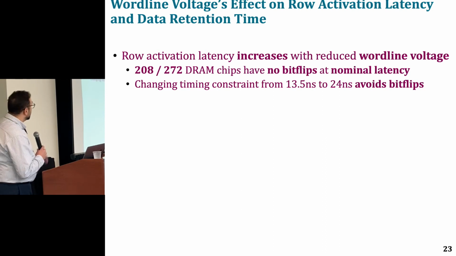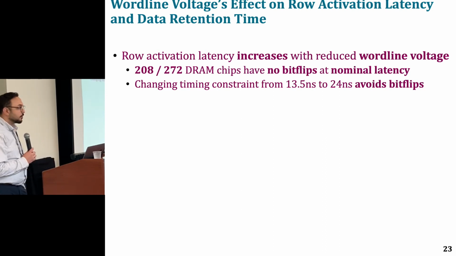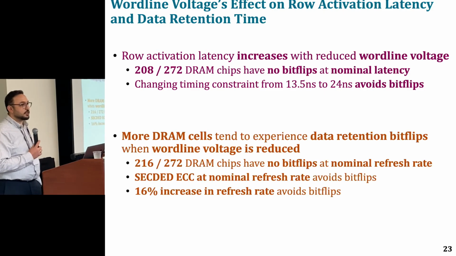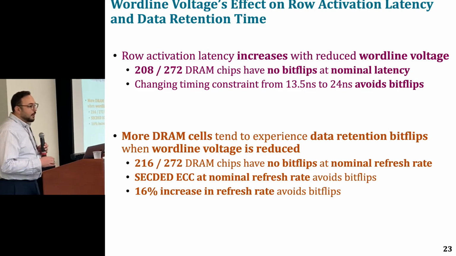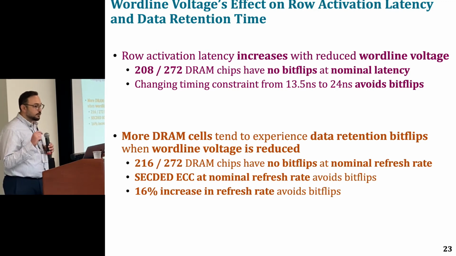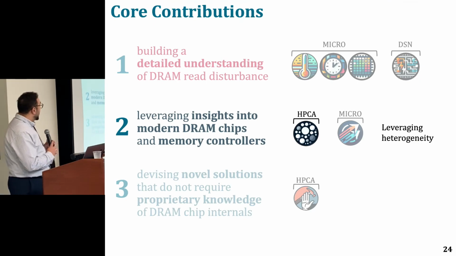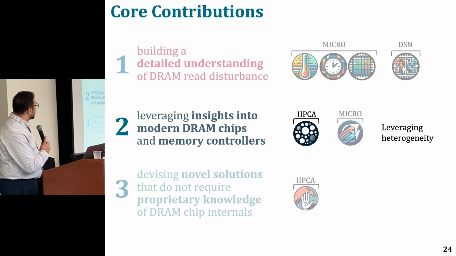We also looked into the other effects of reducing Wordline voltage on DRAM, in particular row activation latency and data retention time. And in both these studies, we showed that for most of the DRAM cells, you already have very large safety margins, also known as guardbands, that allow you to just use nominal parameters to make them work reliably. But for the small fraction that exhibit erroneous behavior, you can play with the timing parameters a little bit, or you can enable single-error-correcting ECC to avoid bit flips. And with this finding, I'm done with building a detailed understanding of DRAM disturbance.